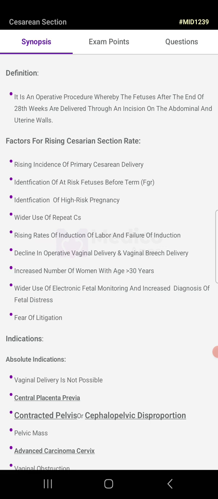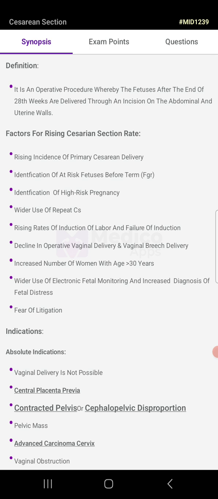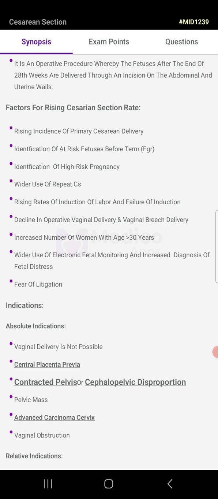Identification of risk fetuses before the term. Identification of high-risk pregnancy. Wider use of the repeat CS. Rising rates of the induction of labor and the failure of the induction. Decline in the operative vaginal delivery and the vaginal breech delivery. Increased number of the women with the age greater than 30 years. Wider use of the electronic fetal monitoring and increased diagnosis of the fetal distress. Fear of litigation.